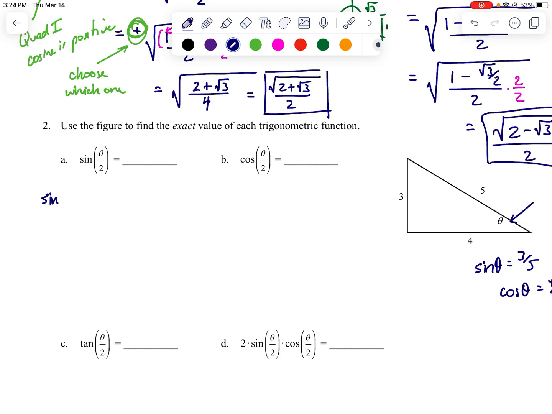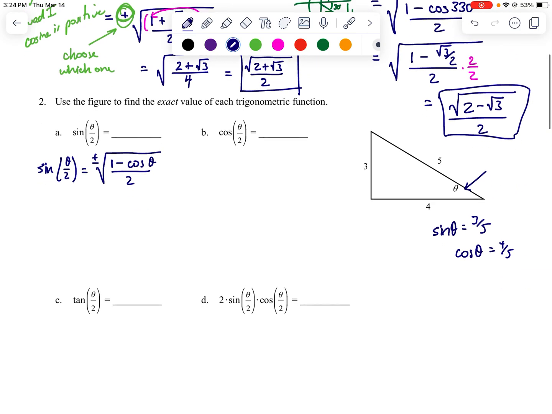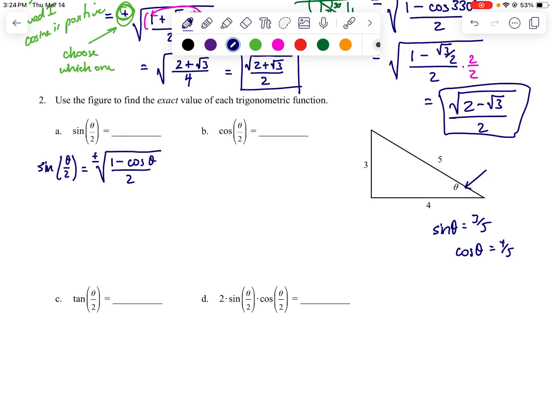Instead, we know that if I take the angle and cut it in half, it actually takes the square root of 1 minus the cosine of the angle all over 2, right? Much more complicated. Unfortunately, it doesn't just cut it in half. So again, this is an acute angle because it's just in a little right triangle. So for this particular problem, it's going to be positive, so we just pick it.